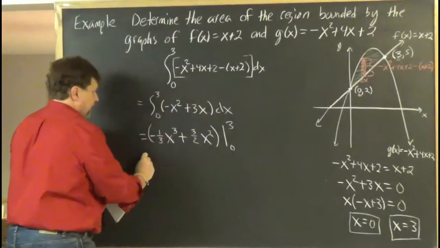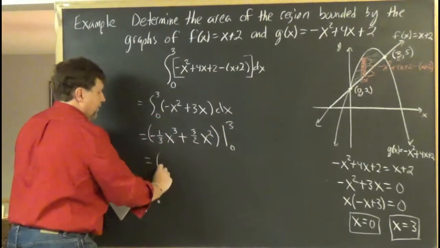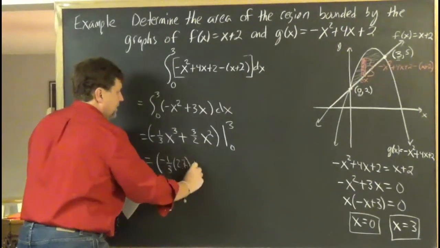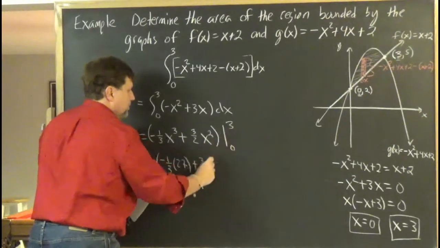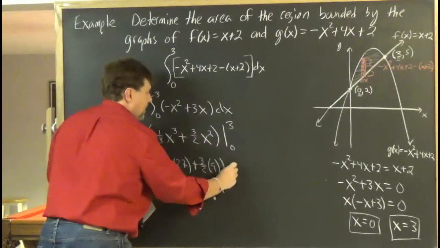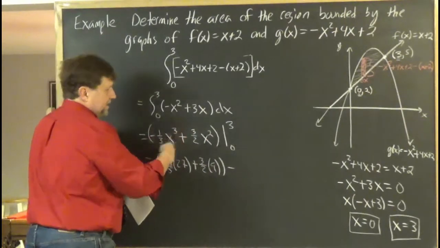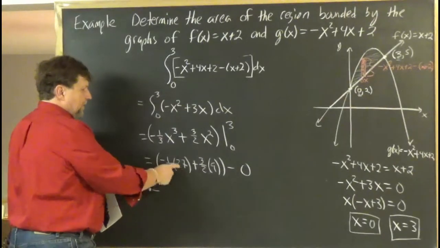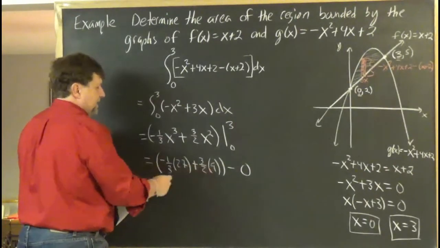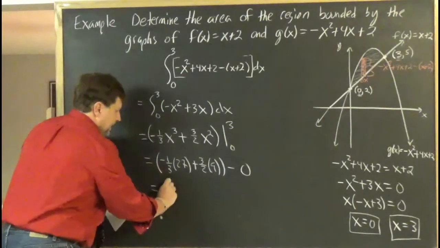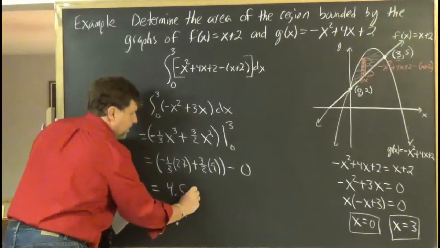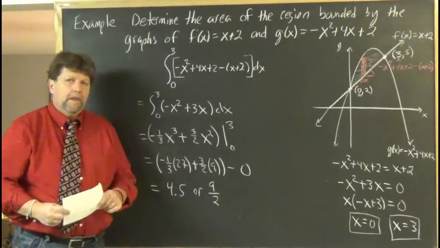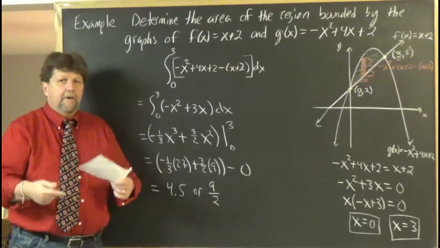And remember, using the fundamental theorem of calculus, the 3 comes in first for the x's. So 3 cubed is 27. And 3 squared is 9. Minus, now the zeros go in for the x's. Well, that's pretty friendly. We get 0. And if we take negative 1/3 times 27 plus 3/2 times 9, we get 4.5 or 9/2 as being the area that's between functions f and g.